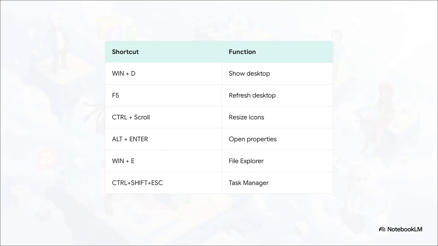Now this is your ultimate productivity cheat sheet. Memorizing just a few core hotkeys is basically like having superpowers. Windows key plus D instantly shows your desktop. F5 refreshes it. Windows key plus E pops open File Explorer right away. Instead of slowly clicking through menus, these hotkeys literally shave seconds off every single action. And trust me, those seconds add up to hours over the course of a year.